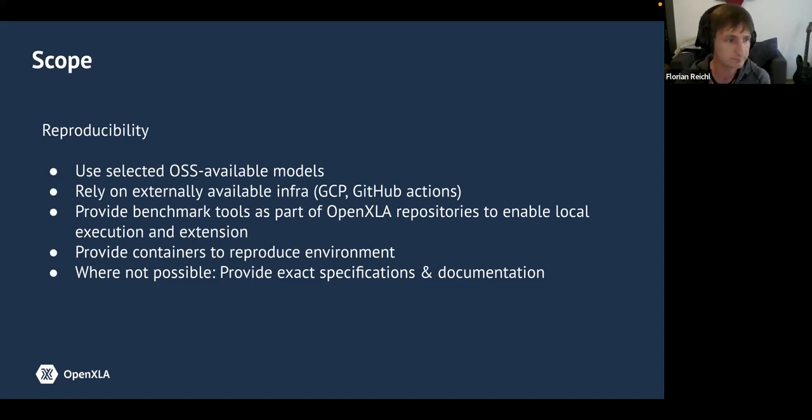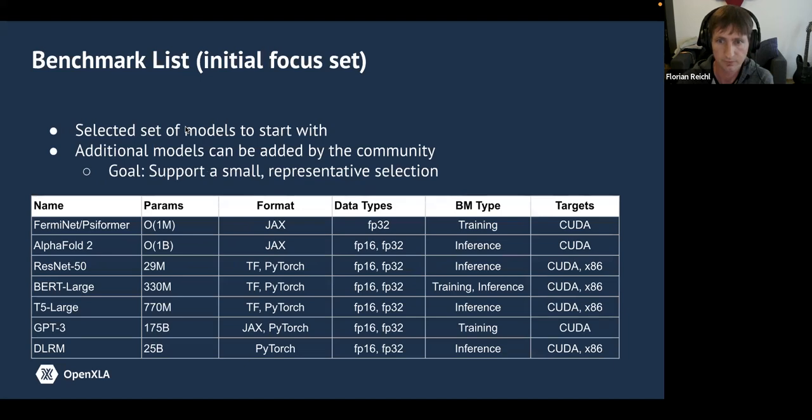Then next slide, please. So these are the models that we are aiming towards currently. This is an initial focus set. It has to be pointed out that we expect this list to grow over time. There are already additional suggestions in the review.